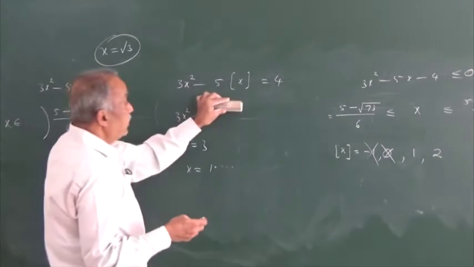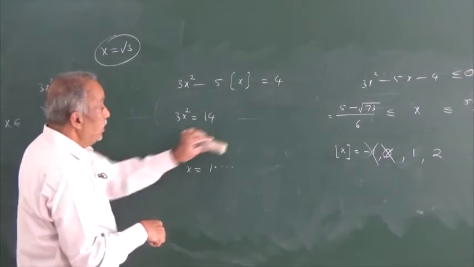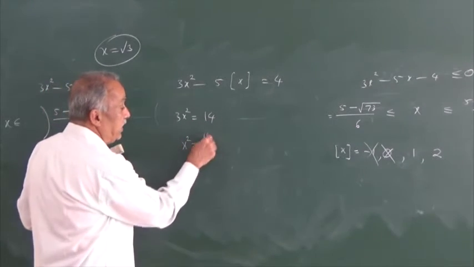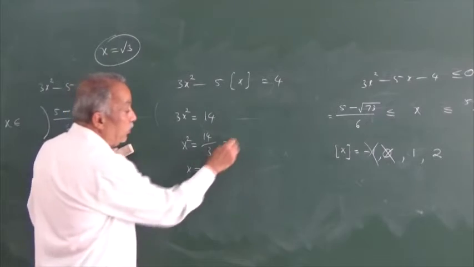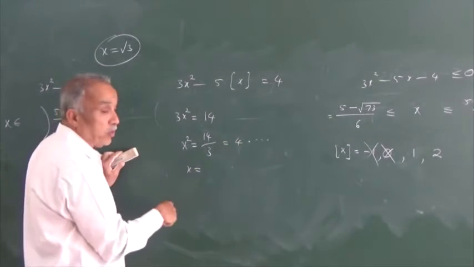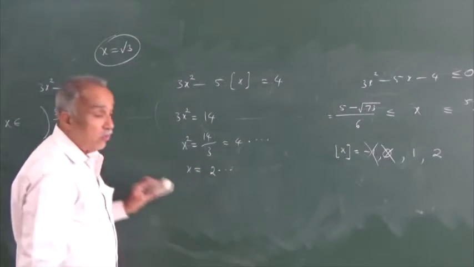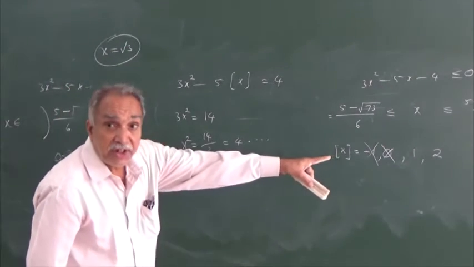Equation will be 3x square equal to 4 plus 10, 14, x square equal to 14 by 3, roughly 4 point something. x will be positive square root of 4 point something, which is 2 point something. Will you get the integer part as desired equal to 2?